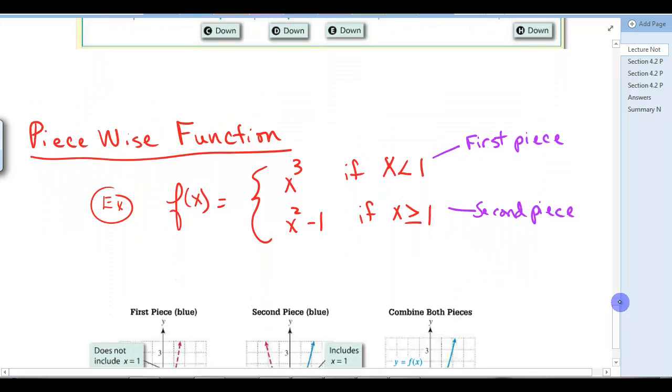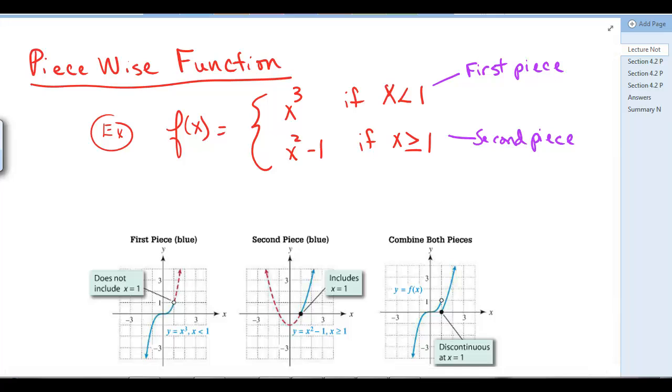A piecewise function is literally something made up of pieces. So here's the whole function in this example. f of x equals x cubed if x is less than 1, and x squared minus 1 if x is greater than or equal to 1. So you've got a first piece, you've got a second piece. This whole thing is the function.